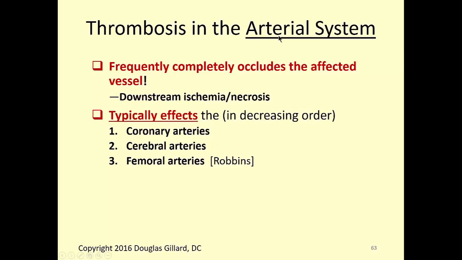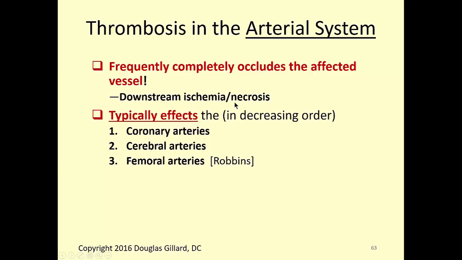Frequently, the arterial thrombus completely occludes the affected vessel as well. I guess I thought it doesn't always occlude, so I won't put that one on the test. I know the venous side does. But this is Robbins. So downstream ischemia and necrosis can occur. That's a bad thing on the arterial side.